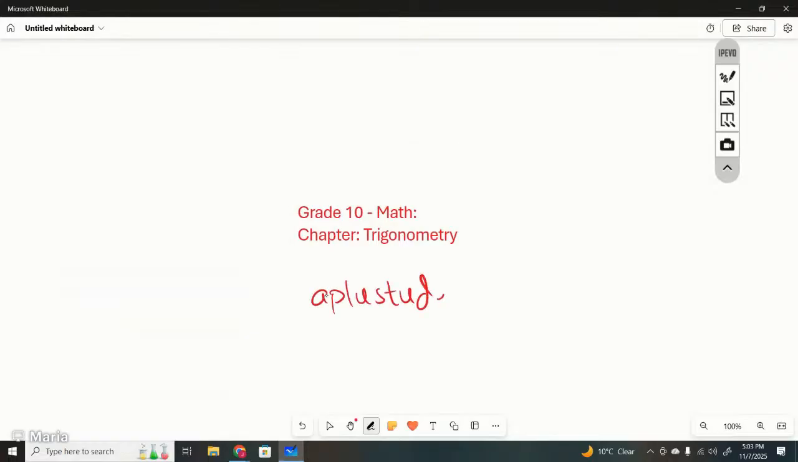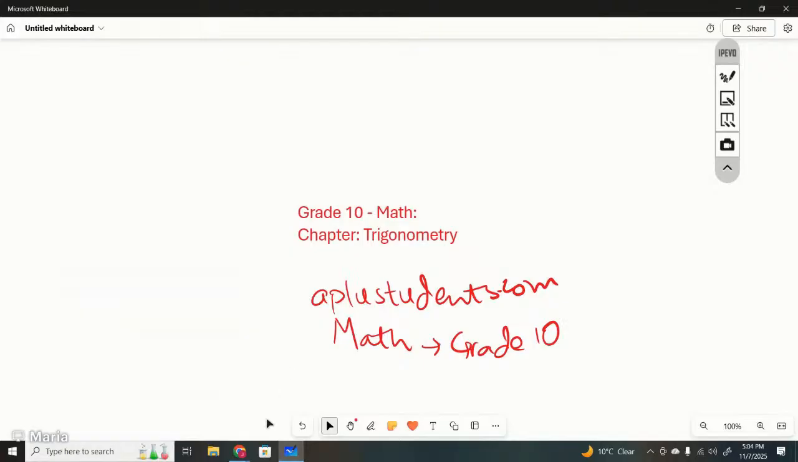You can find all the lessons on aplustudents.com. You have to log in there using your email address and password as provided by the administrator. Then you have to select math from the subject tab. Scroll down to grade 10 math and then click on view all lessons. There you can find a list of the chapters.